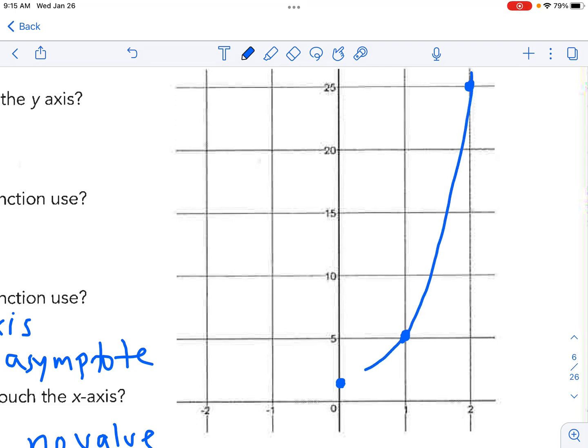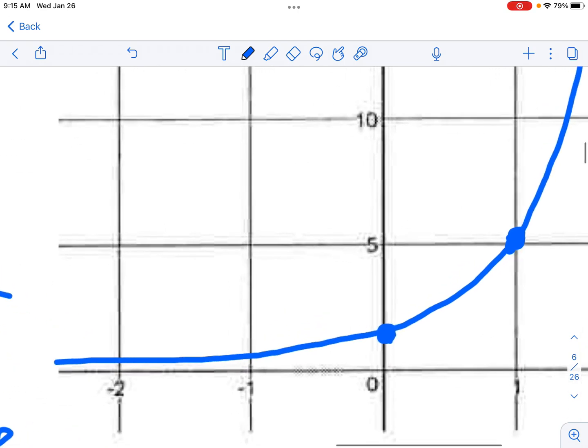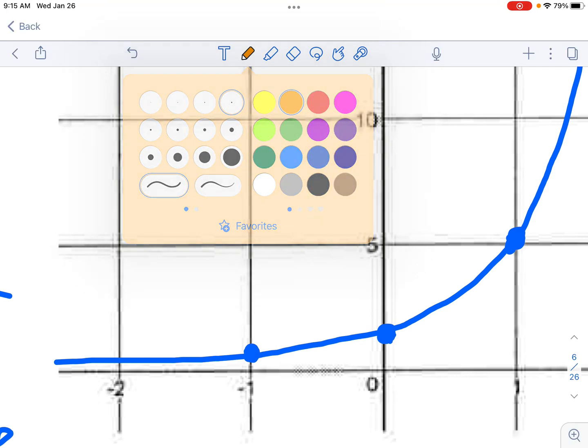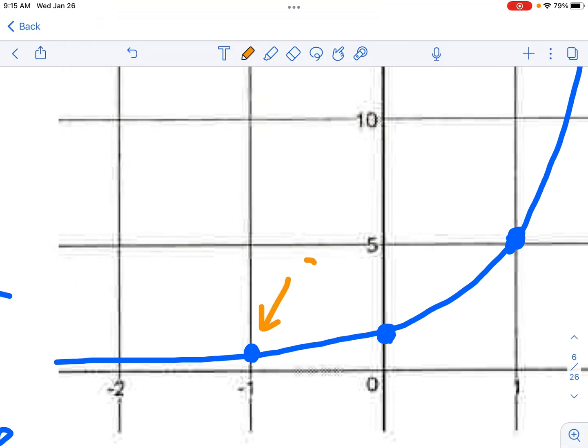There we go. And then it probably dips real close here like that. And so this point represents 5 to the minus 1 power. And if you remember, negative powers just means that we would move that 5 to the denominator.